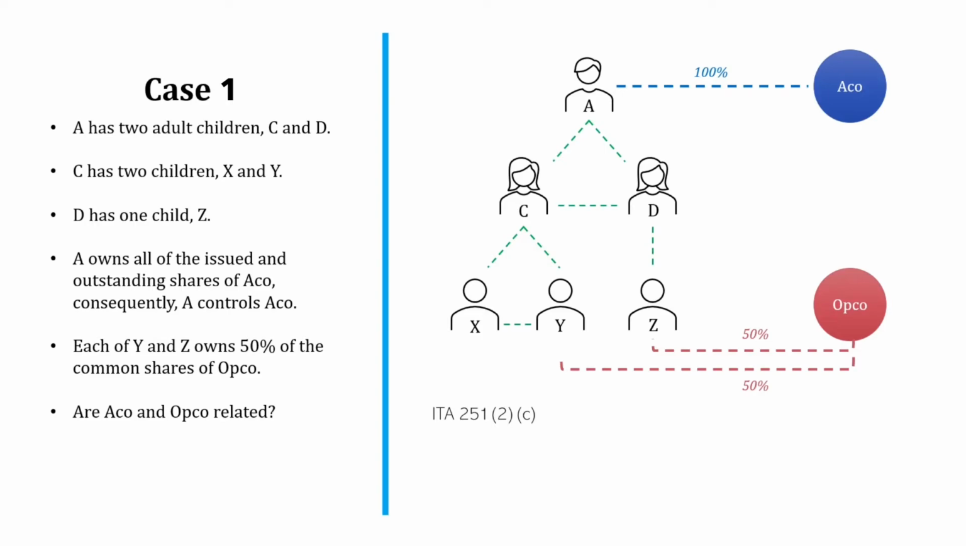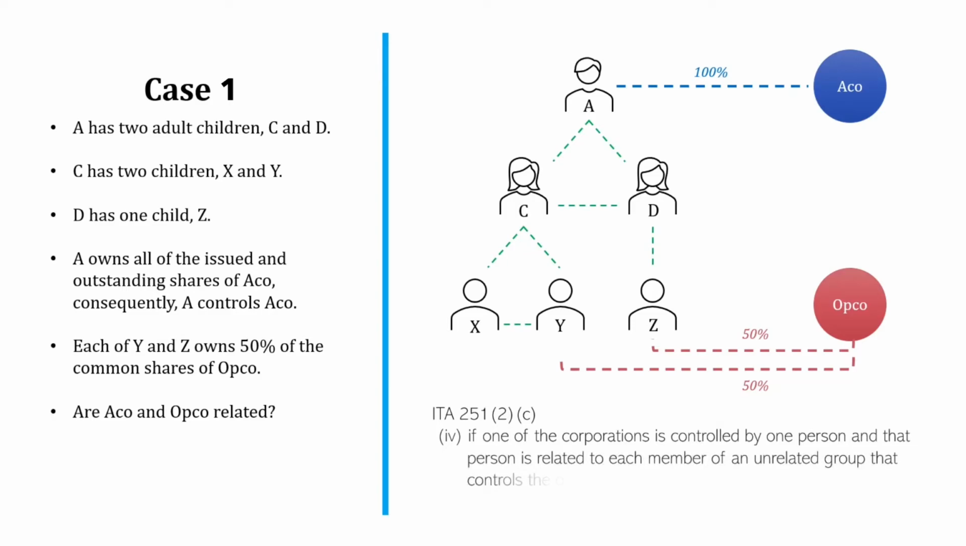If you're back, hopefully you identified subparagraph 4, which says if one of the corporations is controlled by one person, and that person is related to each member of an unrelated group that controls the other corporation. Let's walk through that. We've got 2 companies, ACO and OPCO, and we're trying to decide if they are related according to the Income Tax Act. ACO is controlled by one person, A. That satisfies this first part of the criteria.